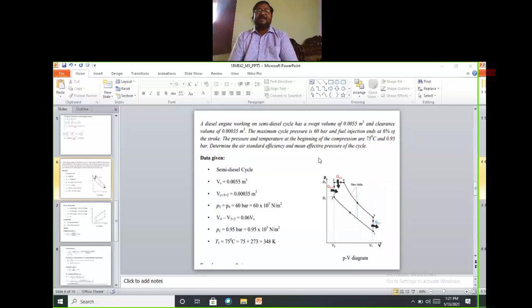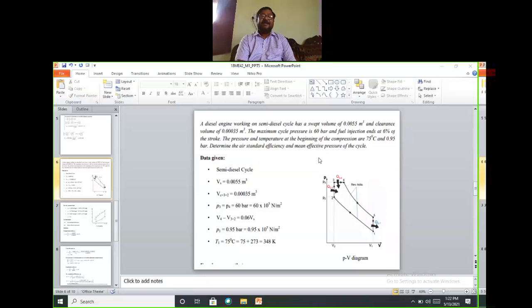For these diesel, dual cycle and Otto cycle problems, you go on solving the problem like a derivation. Whatever the derivation steps are, according to that you go on solving the problem. Only if you proceed according to the derivation, you will get the answer. That is a very important clue you must follow for all the problems of the air standard cycle.